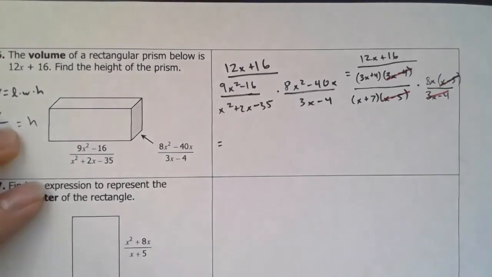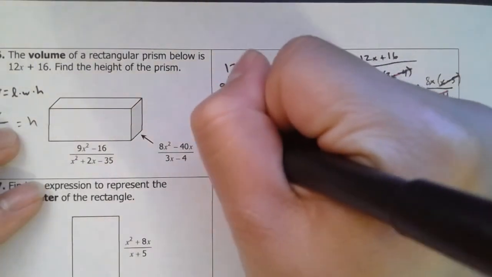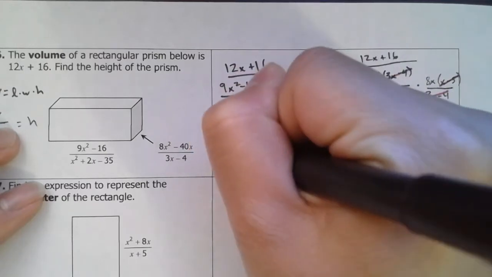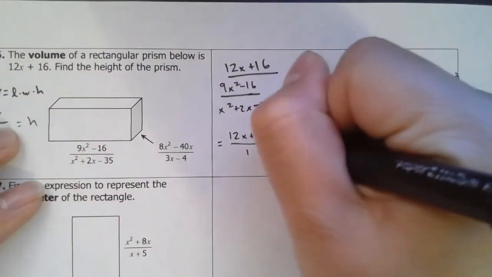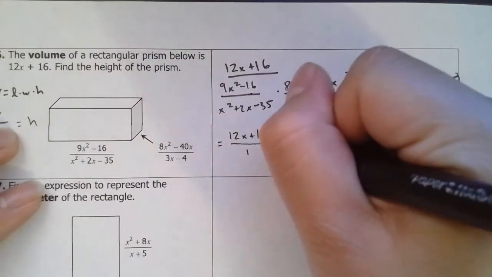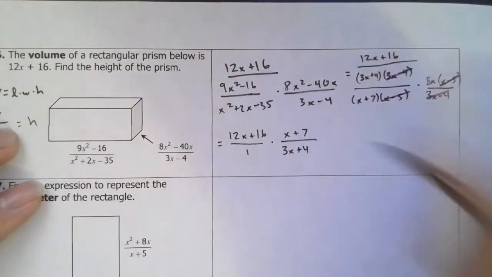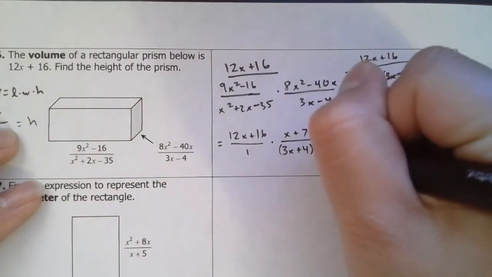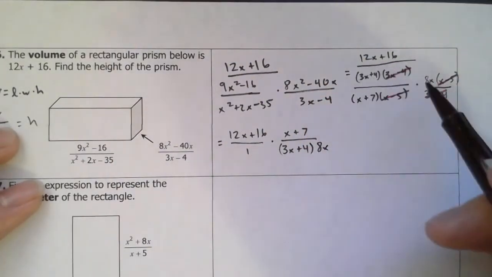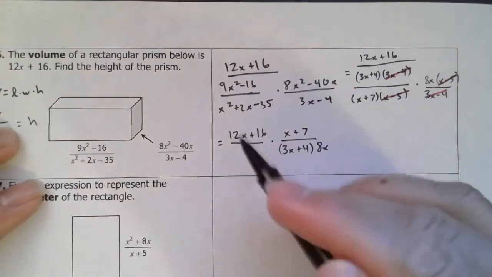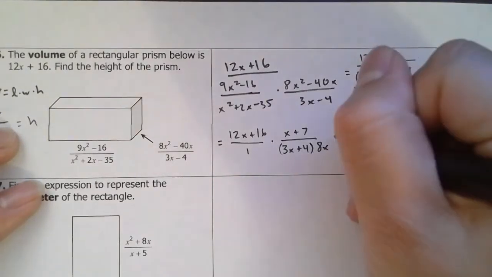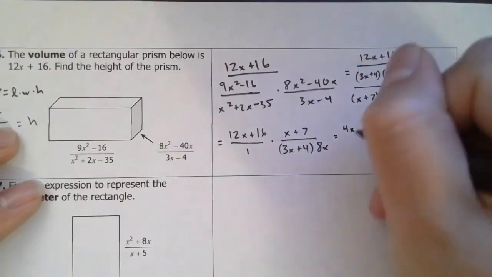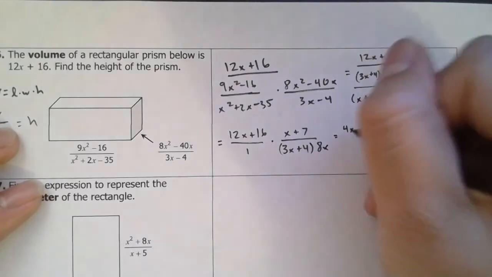So I have 12x plus 16. You could write over 1, right? Times, you take the reciprocal of what we were left with here, so x plus 7 on top, over 3x plus 4, times 8x. Right, those are the two that I got here. And then this first guy I can actually factor out a 4x. So when I do that, I get 4x. No, just a 4. So 4.